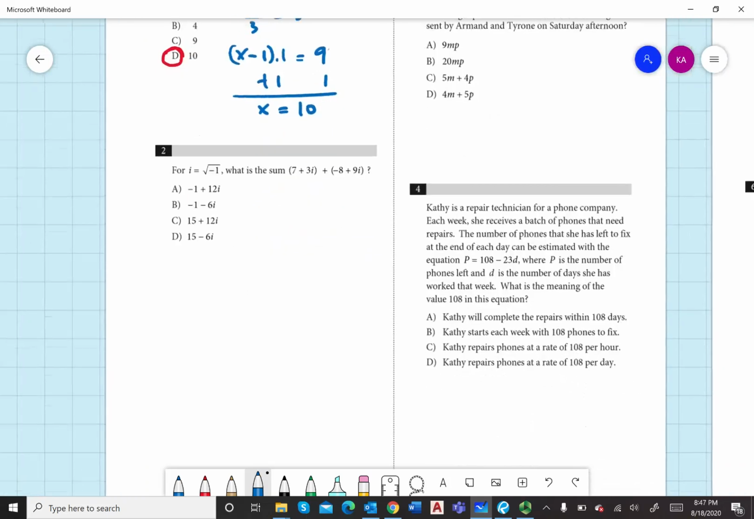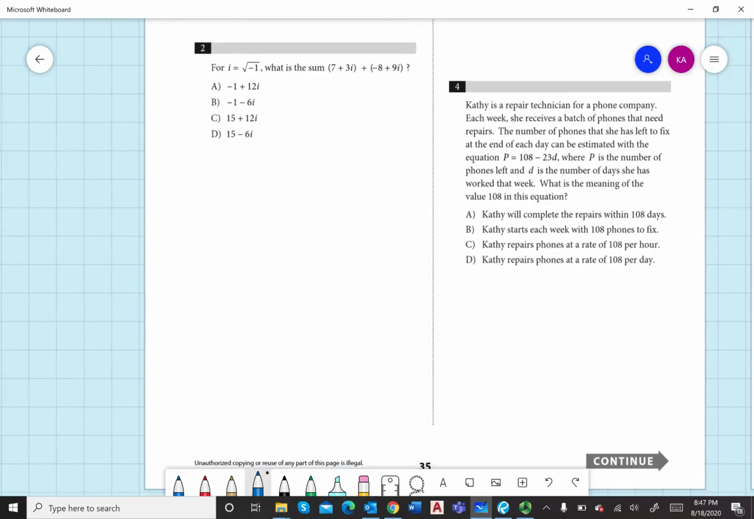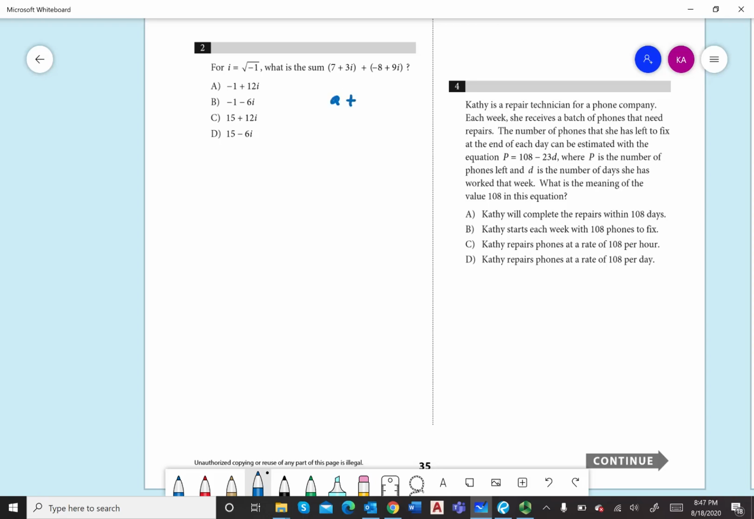All right, so let's move on to question number 2. Question number 2 is dealing with complex numbers. Complex numbers are numbers that are written in this form, a plus bi, where a is the real part of the number, and bi is the complex part of the number. i being the imaginary number that allows us to write complex numbers.